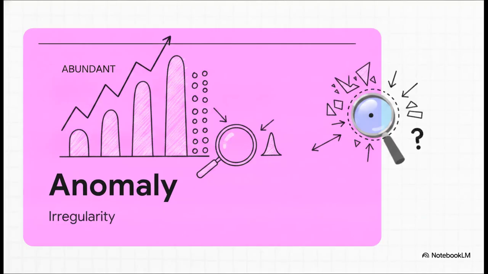mind. But wait, what happens when a measurement completely falls off that scale? Well, that brings us to anomaly, defined in our source list as an irregularity. I really want to highlight this term because, let me tell you, exam questions absolutely love to target it. If a passage spends 3 whole paragraphs describing an abundant or substantial trend and then suddenly introduces an anomaly, you can bet your bottom dollar there's going to be a comprehension question about that exact irregularity. It's the classic exception to the rule.